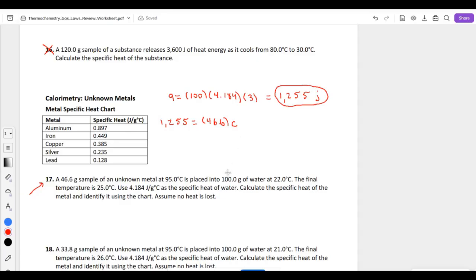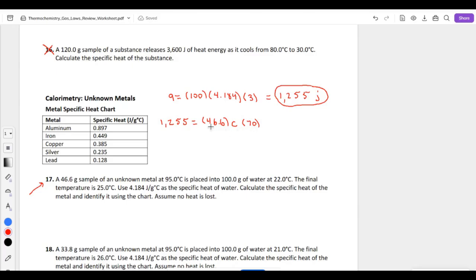Now I need to know what the metal changed by. The metal started at 95 degrees, and when it was done, it ended at the same temperature as the water, 25 degrees. So 95 and 25, the metal went down by 70 degrees. The change in temperature, delta T, is 70. I just need to know the change. It could have been negative 70, but I always make it a positive number. So it changed by 70 degrees.